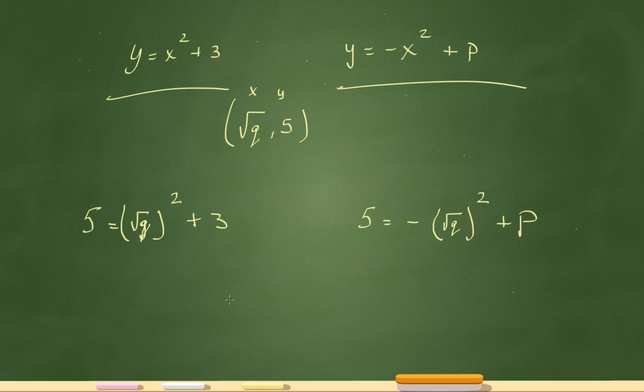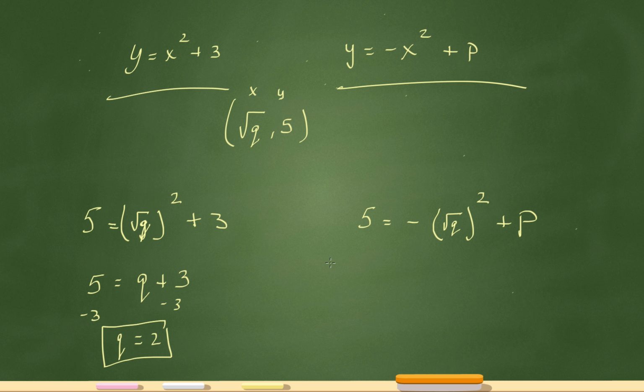Now, over here, I should be able to solve for q, right? Because there's only one variable. Once I can solve for q here, I can throw that q in there and then be able to solve for p. So let's start over here. Square root of q squared. The square root and the square just cancel out, so I'm left with square root of q plus 3 equals 5. If I subtract 3 here and subtract 3 here, square root of q will be 2.